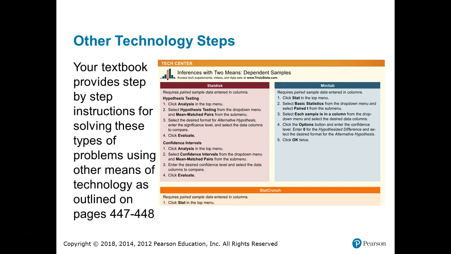As with other samples, your textbook provides step-by-step instructions for several other ways. I encourage you to try them. At least try StatCrunch. Some people find that easier. Go to pages 447 and 448, and it gives you step-by-step instructions to solve the same problem using these different software programs. And that concludes chapter 9, section 3.